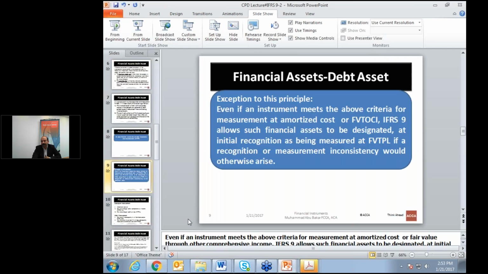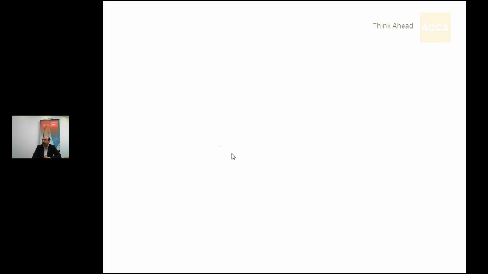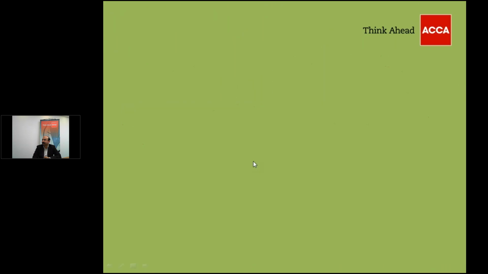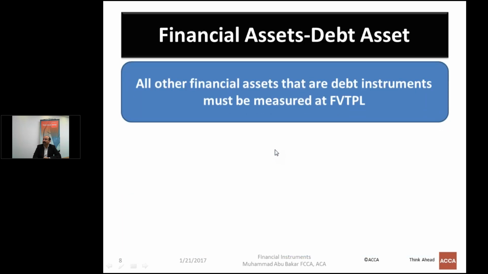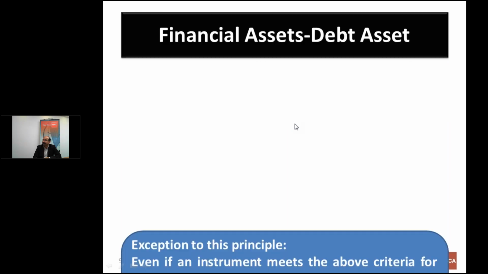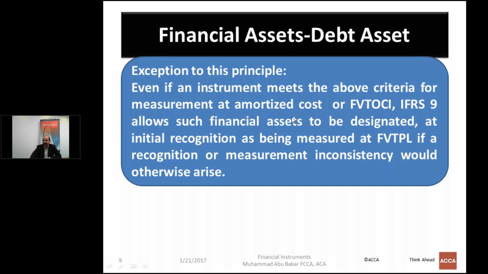And we were discussing financial assets, debt assets, accounting treatment. All other financial assets that are debt instruments must be measured at fair value through profit and loss. What is the exception to this principle?